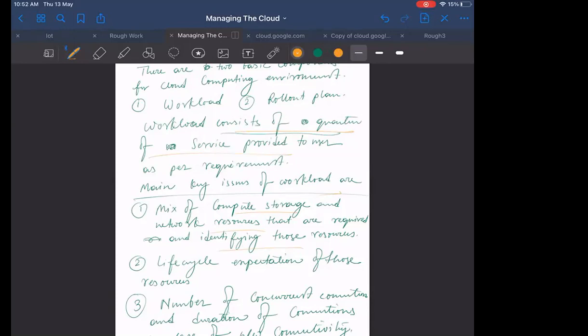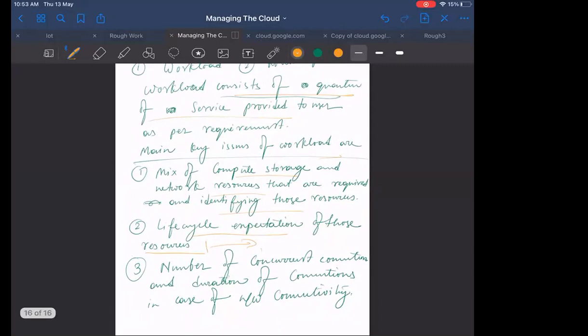Now, if the RAM and the processor's life cycle is less than the storage, in that case the storage will not be of any use, right? Suppose the storage I took has a lifetime of 5 years, but the processor's lifetime is 2 years, and my RAM lifetime is 2 years. In that case, will my storage, whose expected lifetime is 5 years, work? I don't think it is going to work. So the lifetime expectation of all those resources I need to know, and also I need to synchronize them with each other.